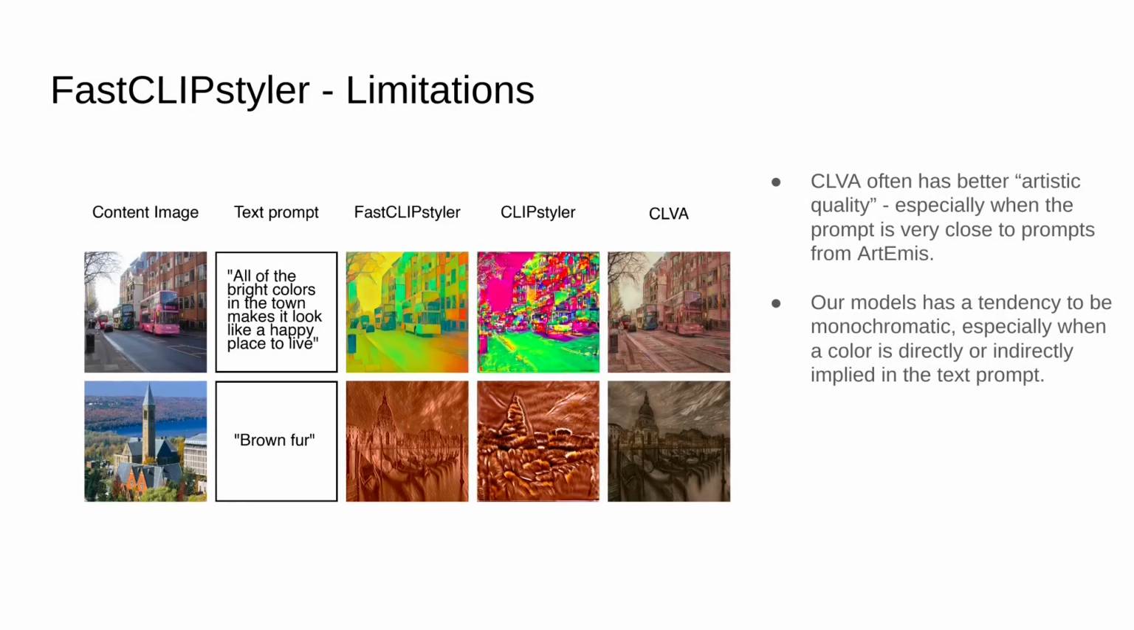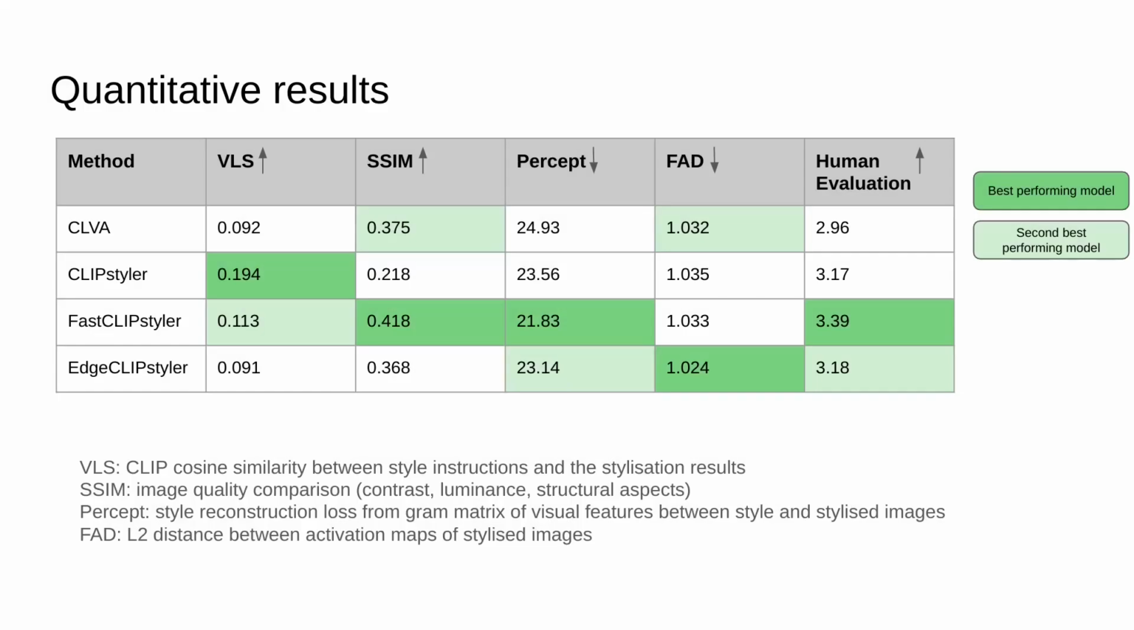However, there are certain limitations to our model as well. For instance, CLVA often has better artistic quality to the images that it generates, while our model, on the other hand, tends to focus too much on just transferring colors and textures. Similarly, when compared to CLIPstyler, our model can be monochromatic at times. This is especially true when a color is implied either directly or indirectly in the given prompt.